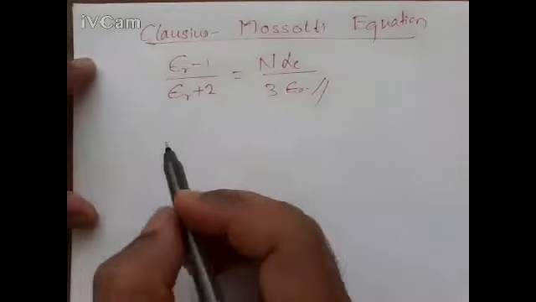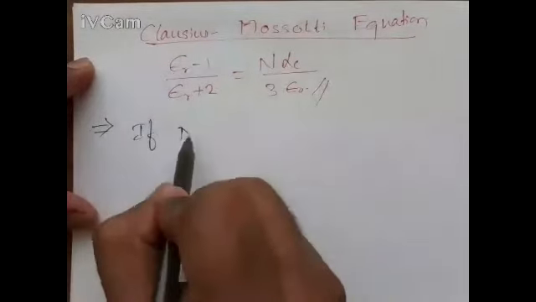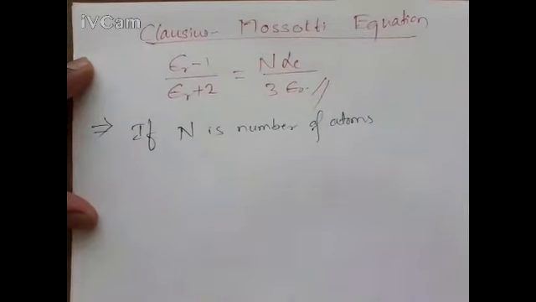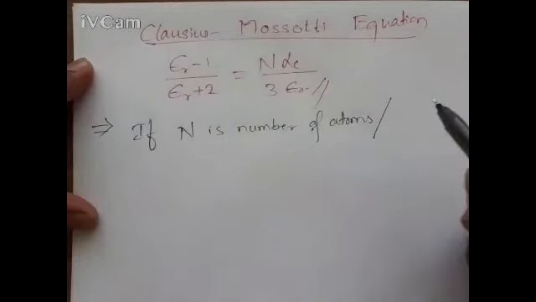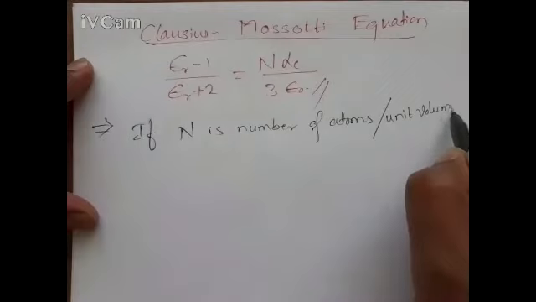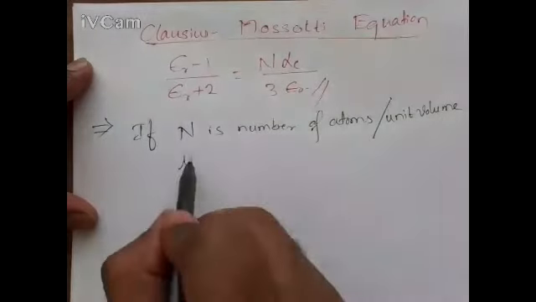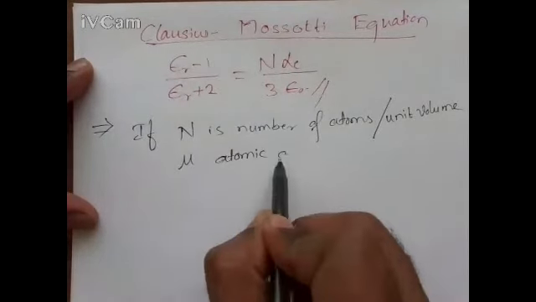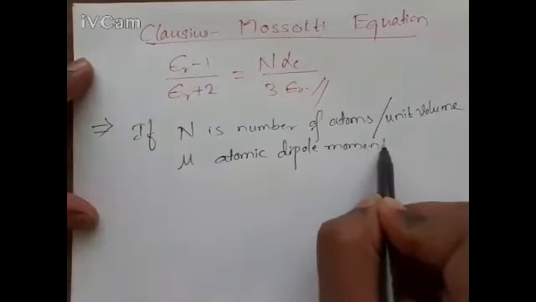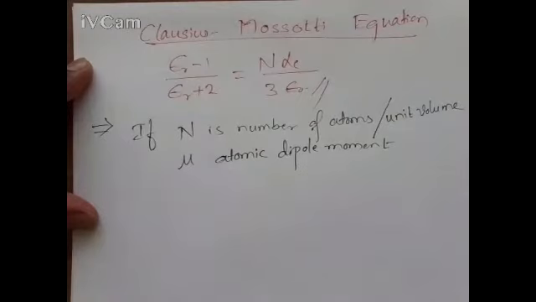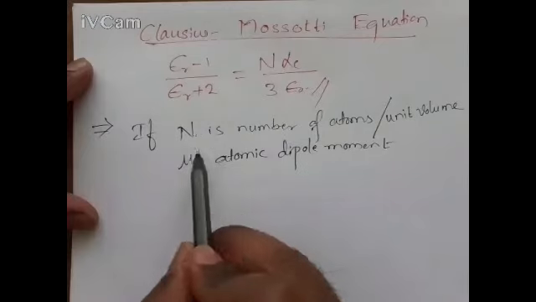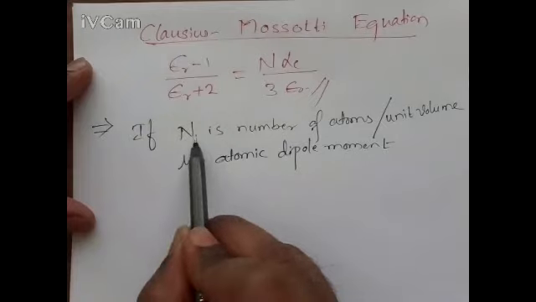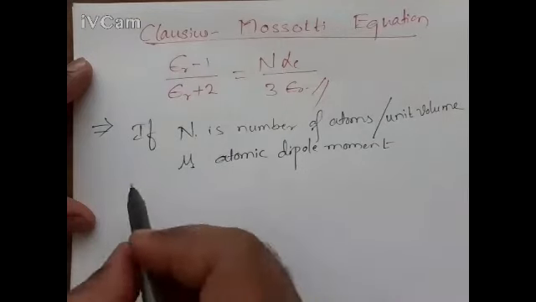This is the last derivation I'm going to solve. Let's start. What is n? N is the number of atoms, meaning the concentration of atoms, the number of atoms per unit volume. Then mu, what is mu? Mu is the dipole moment, or you can say atomic dipole moment. If I multiply these two, what do I get? I will get the dipole moment per unit volume, isn't it?